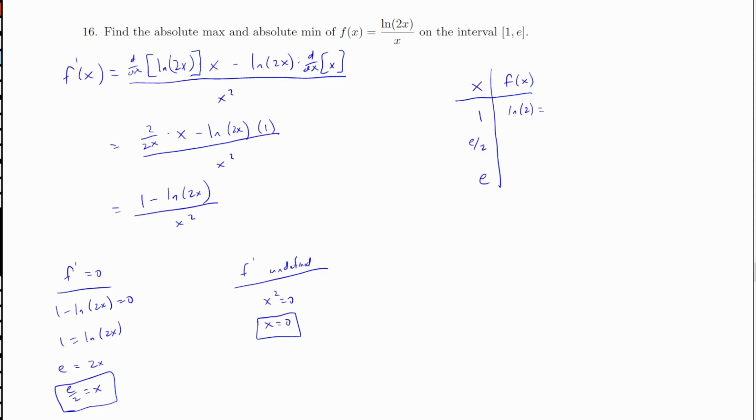I think that for all of these, it's beneficial to get a decimal approximation. So I get 0.6931. When I plug e over 2 in here, we'll stick with the decimal approximations, I'll get 0.7358. And when I plug e in, I get 0.6229. So the biggest one of these is the 0.7358. That's the max. The smallest one is the min.